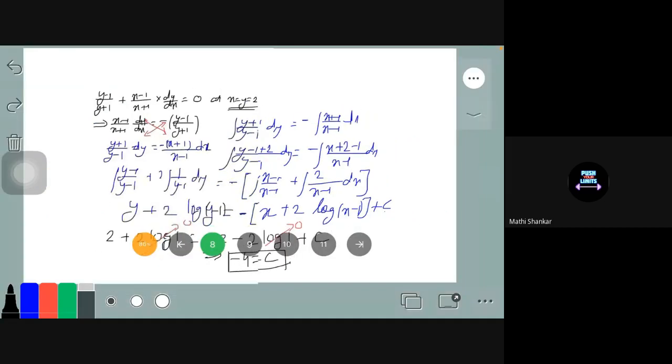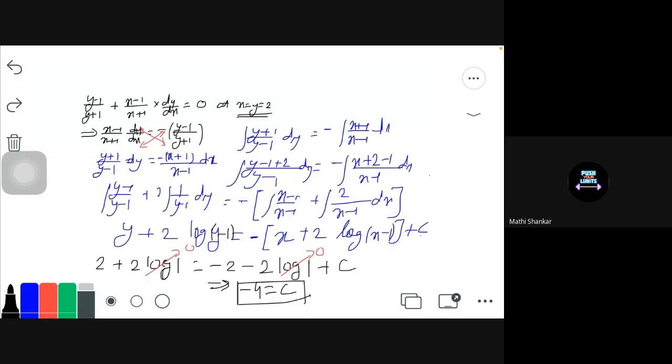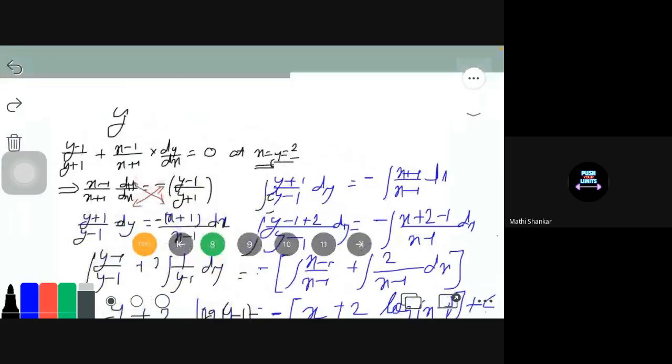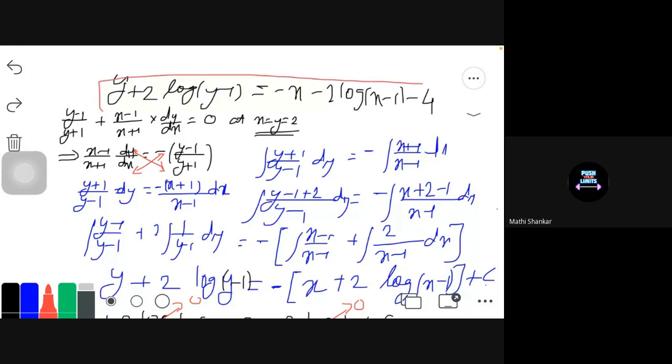So I'll substitute again, and after substituting, I'll get the solution. So I'll get the solution as y plus 2 log of y minus 1 is equals to minus x minus 2 log of x minus 1. The value of c is minus 4, so this is minus 4. So this is the required solution to the given differential equation.